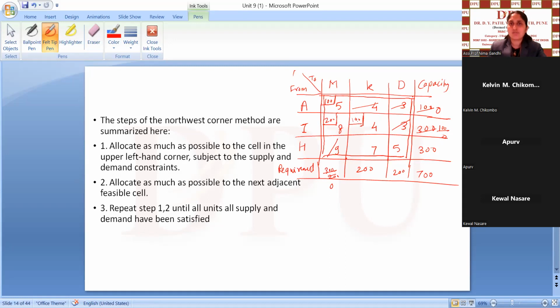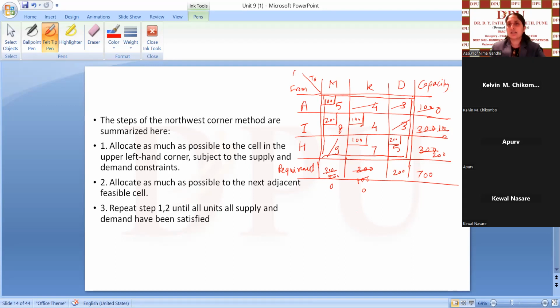Okay, so now you have already allocated 100 here, so this is reduced by 100. The next cell is this, so you will allocate 100 here. Here it becomes 0 and this becomes 200. So for this cell, the next allocation is 200. This way you can solve examples using the northwest corner method.